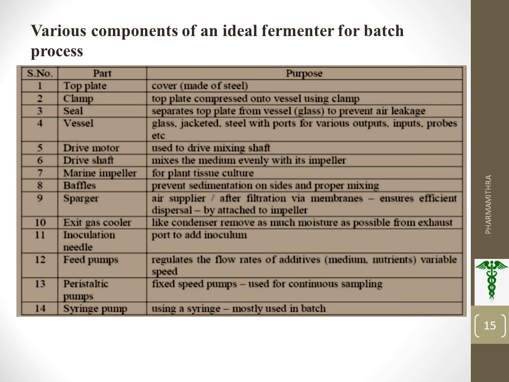For the batch process, that is, the fermentation should be either batch or continuous. For a batch process, the various components of the ideal fermenter are shown in this table. The top plate is a cover made up of steel. The clamp compresses the top plate into the vessel. The seal separates the top plate from the vessel.